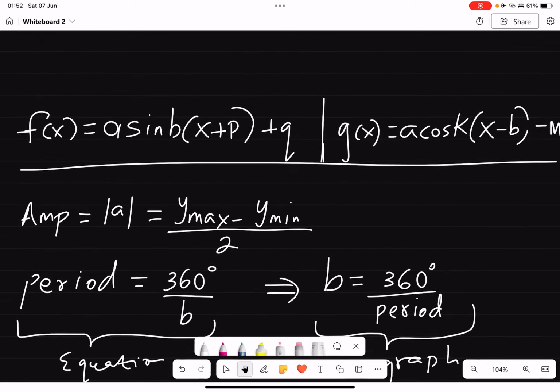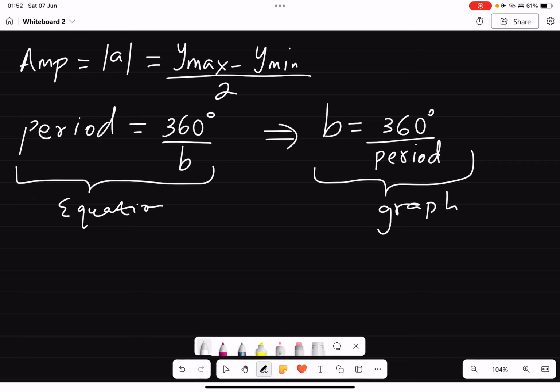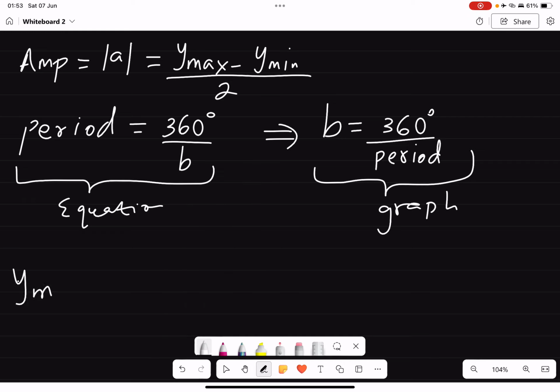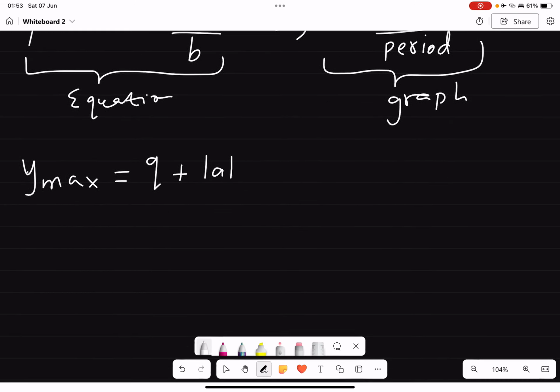Right. And the formula for ymax and ymin must be known. Ymax, ladies and gentlemen, is basically the q plus the amplitude. So it's q plus, remember the amplitude is the absolute value of A. And then the ymin is going to be q minus the amplitude.